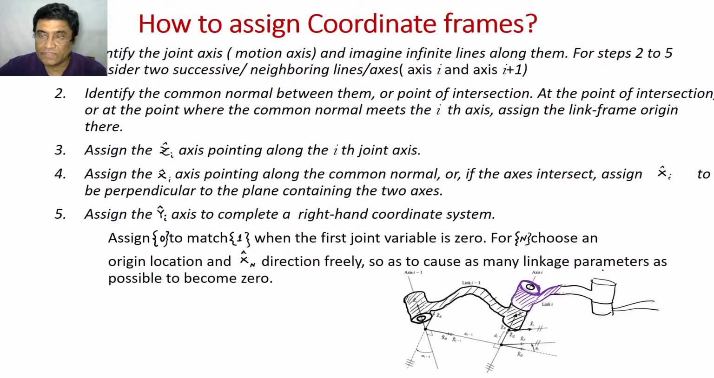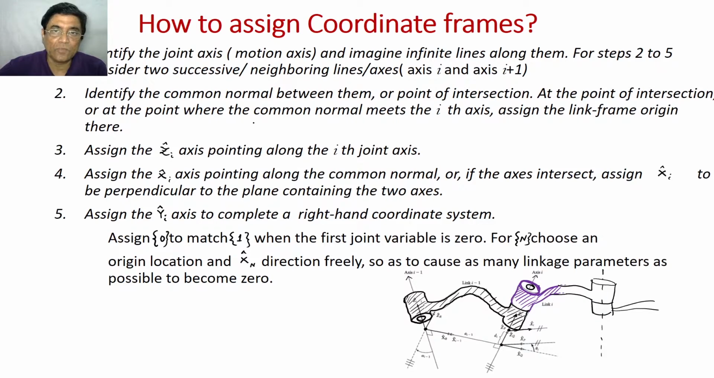Whenever you see such a joint, you just need to draw the axis. Infinitely large axis you can draw, and that will be your z axis. This is a revolute type of joint. So zi will be in this direction, zi minus 1 will be in this direction, as you know.